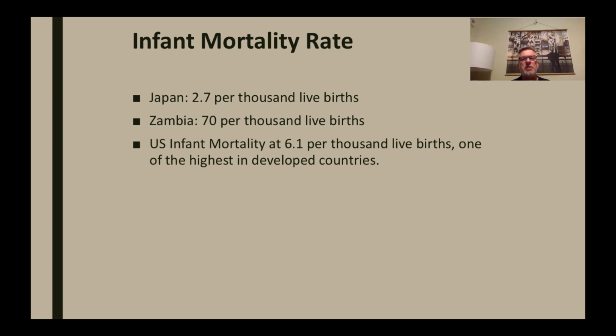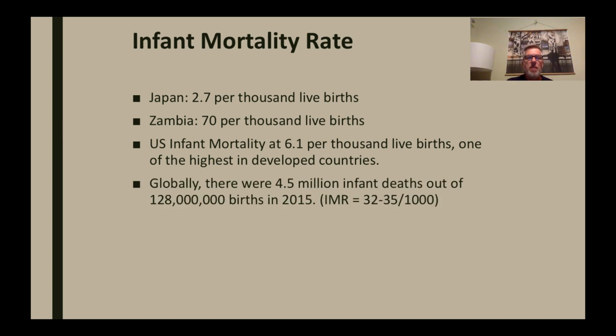The U.S. infant mortality is about 6.1 per 1,000 live births, and is one of the highest infant mortalities in developed countries. I'll leave you to perhaps look up what is the cause of the U.S. having such a high rate of infant mortality. Globally, in 2015, there were about 128 million births and about 4.5 million deaths, putting the infant mortality rate somewhere between 32 and 35 per 1,000 live births on average for the whole Earth.